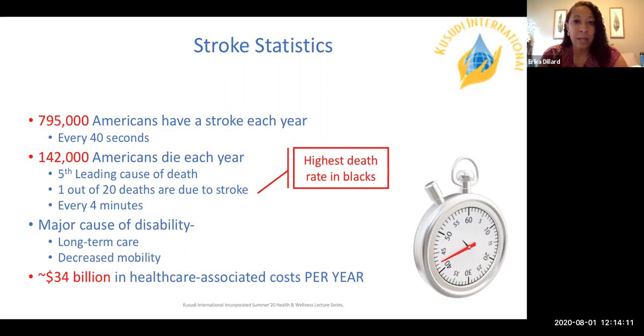And every 4 minutes, putting it in time perspective, every 4 minutes in the United States, someone will die from a stroke. The highest death rates are found in Black and African American populations for many different reasons.